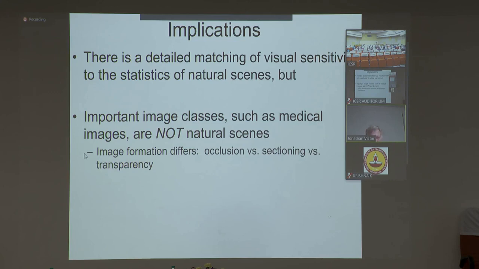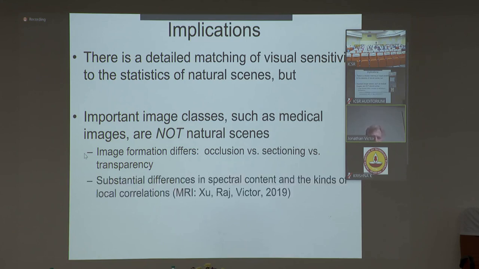Where does this come from? In the natural world, there's usually one source of illumination. Objects tend to be opaque. Images are formed a little bit by reflection, but mostly by absorption, by occlusion. Medical images, let's say an MRI, are formed by a tomographic section. So there's no such thing as occlusion. There's no such thing as illumination. There's no such thing as transparency. A radiograph or a mammogram is formed by transparency. Again, no illumination, no occlusion.